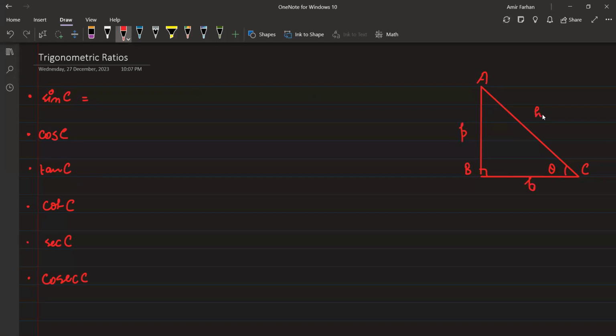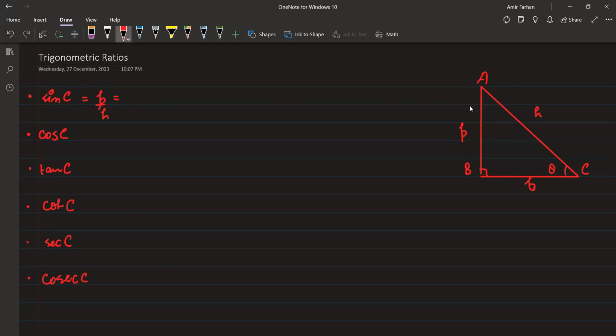And this will become your hypotenuse, yes or no? Yes, sir. So basically the ratio of sine is written as perpendicular upon hypotenuse. If you take the ratio of perpendicular and hypotenuse, it will give you the sine of that angle. Clear? Is this clear, what I'm saying? Yes, sir.